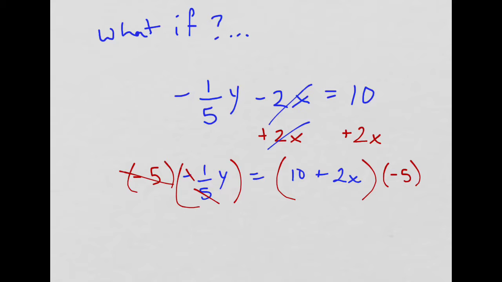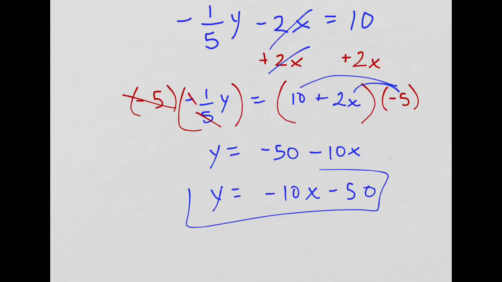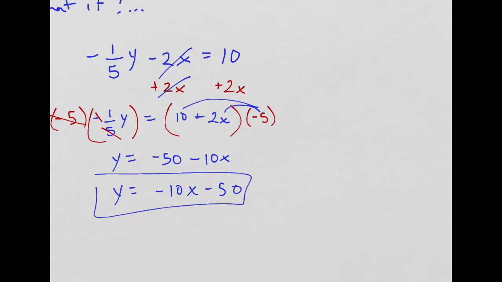So that's what I do. And then I just get 1y, which is just y, equals, and then I have to distribute this part, negative 50 minus 10x. And if you wrote it in slope-intercept form, that would be negative 10x minus 50. I think that's easier. I probably wouldn't have written down so many steps, but there you go. Solve for y when you have a fraction in front. Interesting.